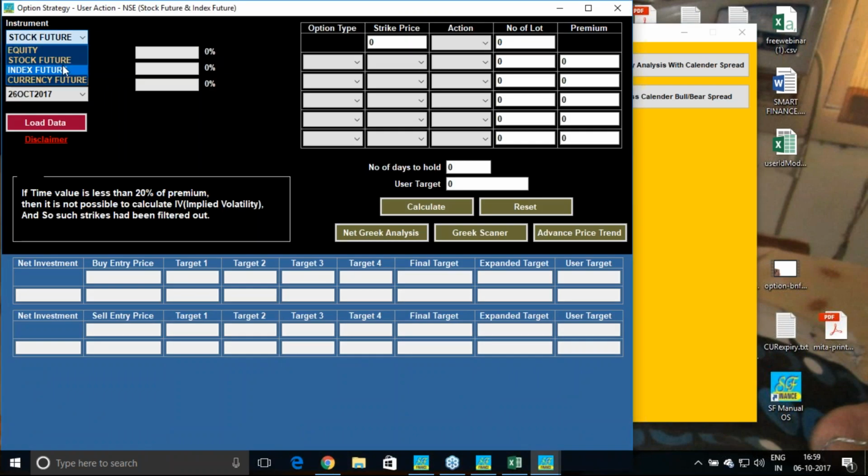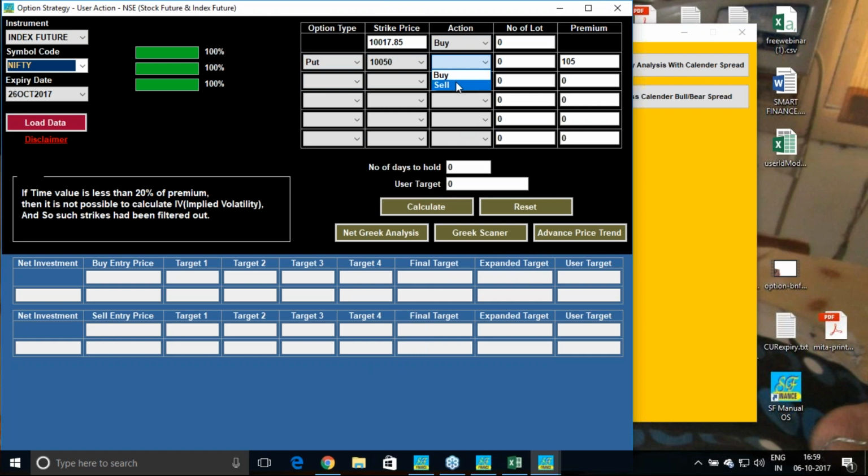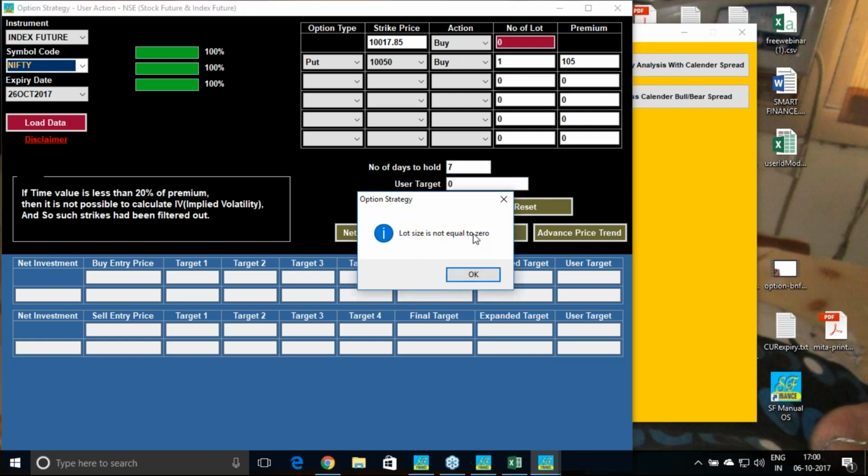So here I'm just loading the Nifty future, and here I will buy this. I have to put in one simulation so that I am able to do the Greek calculations. For that only I am doing it. Put option also I bought, one lot, and 5 days, 7 days I am going to hold. Calculate.